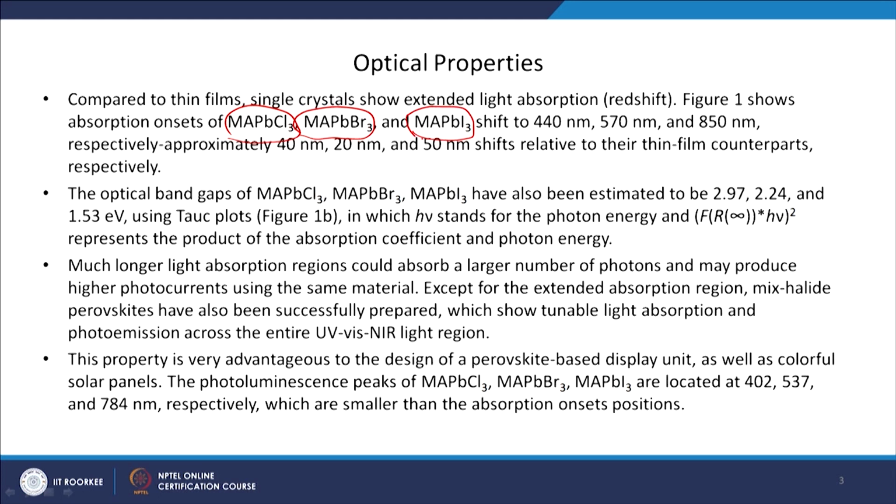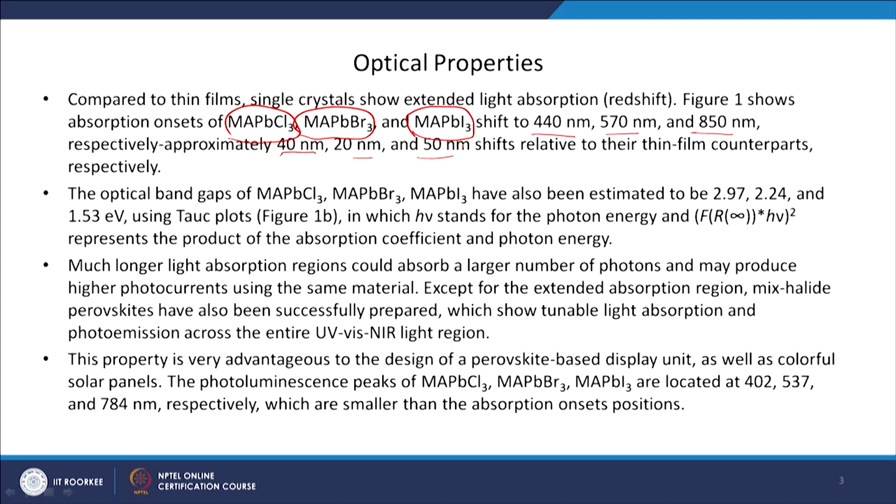So, then you get these 3 different anionic combinations of the MaPb family of the perovskite, and just by changing chlorine to bromine to iodine, the onset changes from 444 nanometer to 570 nanometer to 850 nanometer, and approximately this is a shift of 40, 20 and 50 nanometer relative to their thin film counterparts.